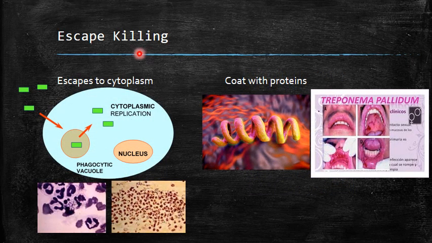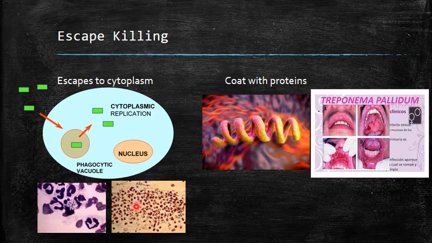Two other ways pathogens can escape from being killed are by escaping to the cytoplasm or coating themselves with proteins. As we can see in the first example, we have Listeria monocytogenes coming into the cell and going out to the cytoplasm. The reason they do this is because the lysosomes are surrounding the Listeria monocytogenes, and they go out into the cytoplasm so they can replicate. As we can see in this picture below, this is Listeria monocytogenes replicating and getting ready to move on.